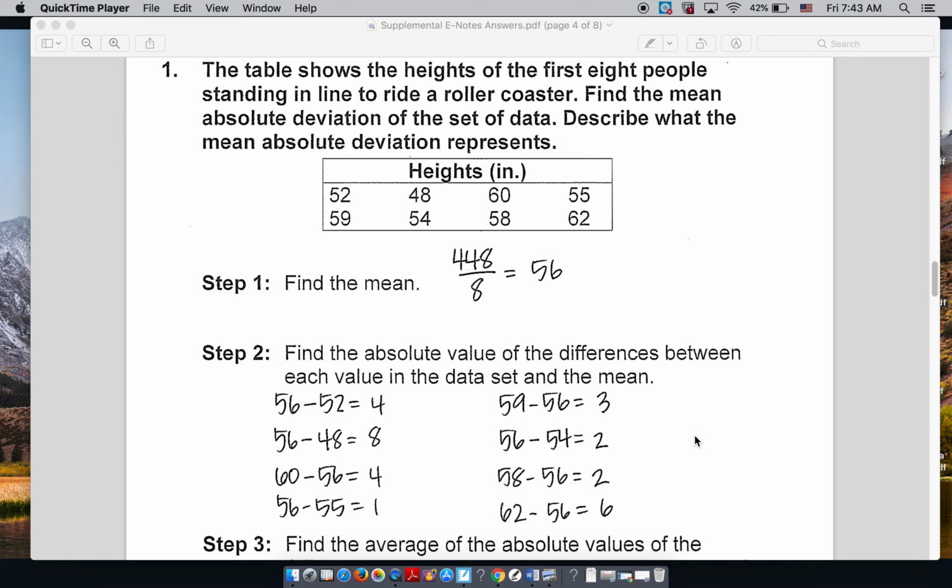So for this particular one, it says the table shows the heights of the first 8 people standing in line to ride a roller coaster. Find the mean absolute deviation for the set of data. Describe what the mean absolute deviation represents. And so what we did here, the first step, is to simply find the mean, which was 56, because once I added all the numbers, I got 448, and I divided by 8.